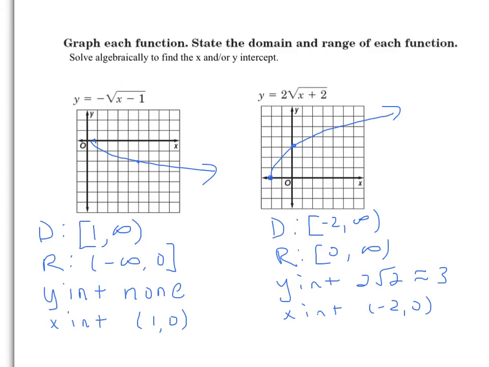For this one over here, your domain starts at -2 and then goes out this way, and your range goes up this way. For the y-intercept, when I plug in 0, I get 2 square roots of 2. I know that the square root of 2 is 1.4, so this is going to be roughly 2 times 1.4, which is about 3. Okay, that's it.